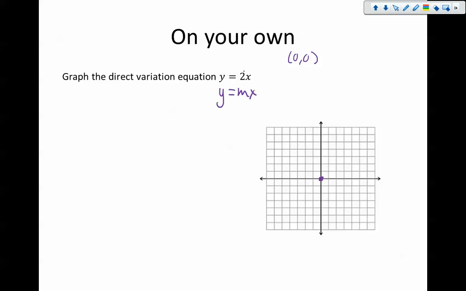Then I just use my slope to find the next point. A slope of 2 is 2 over 1, which tells me to go up 2, right 1. So I'm going up 2, right 1, up 2, right 1. I can also go down 2, left 1, the two opposite directions. But that is my line.